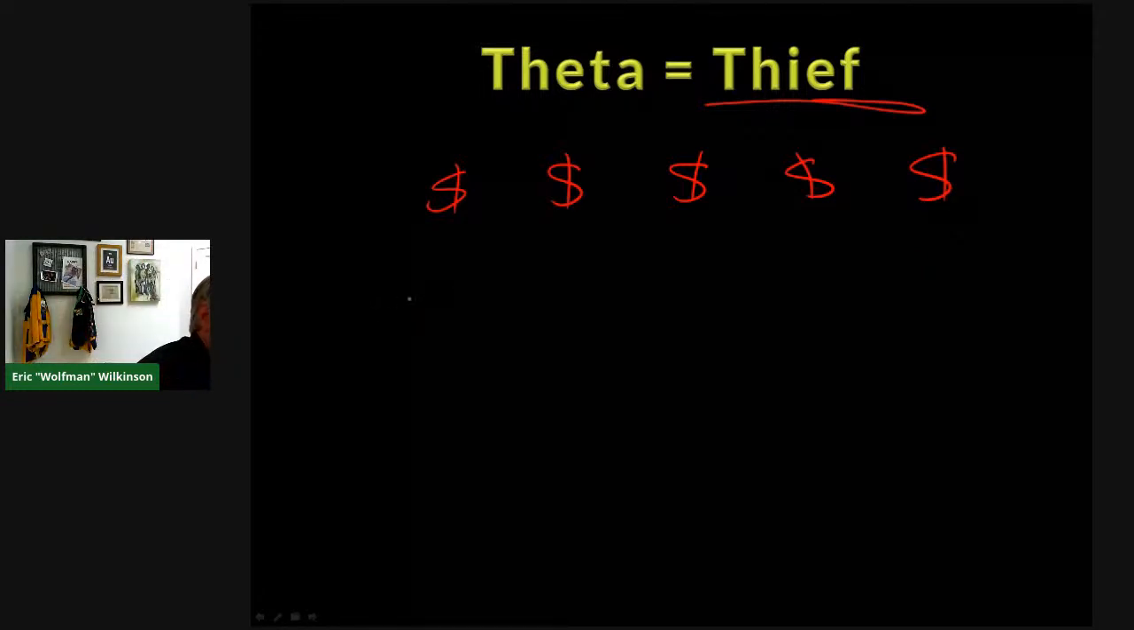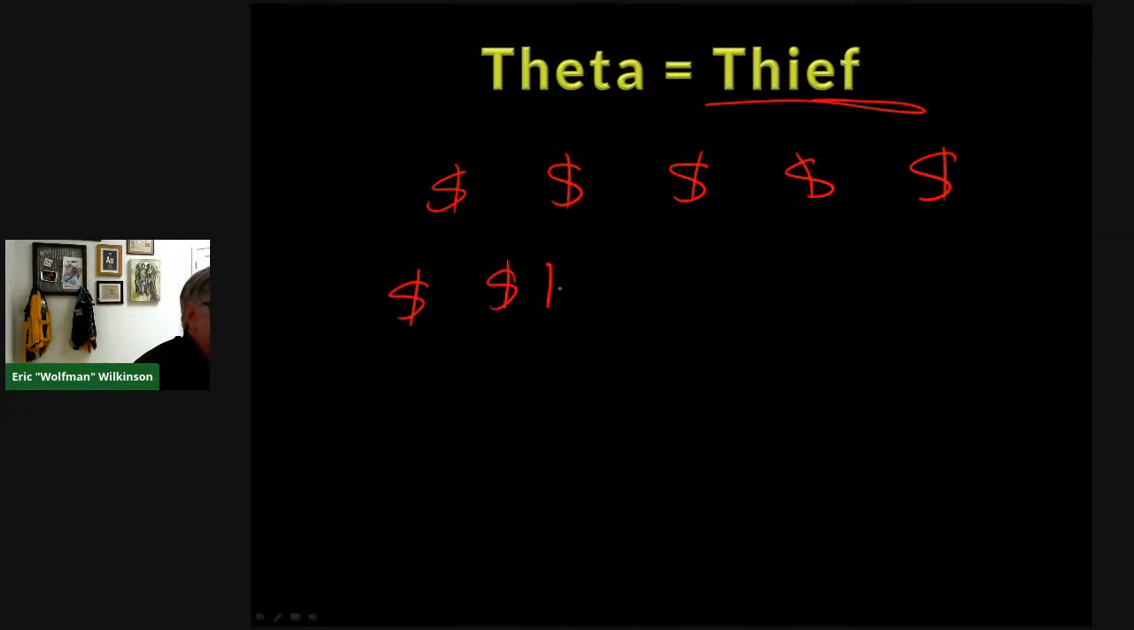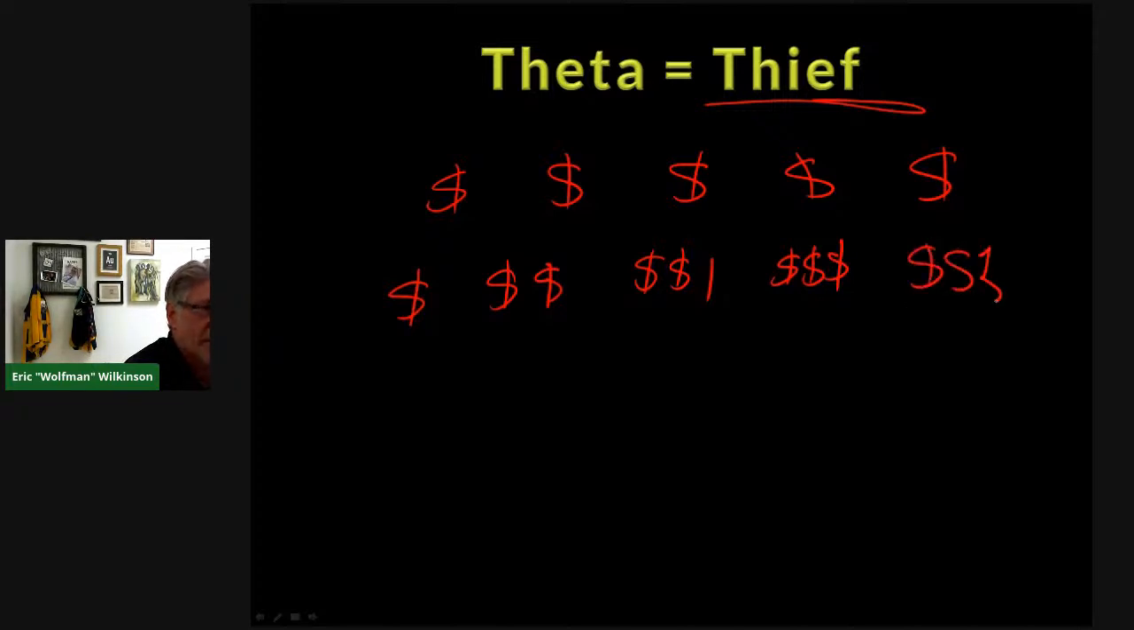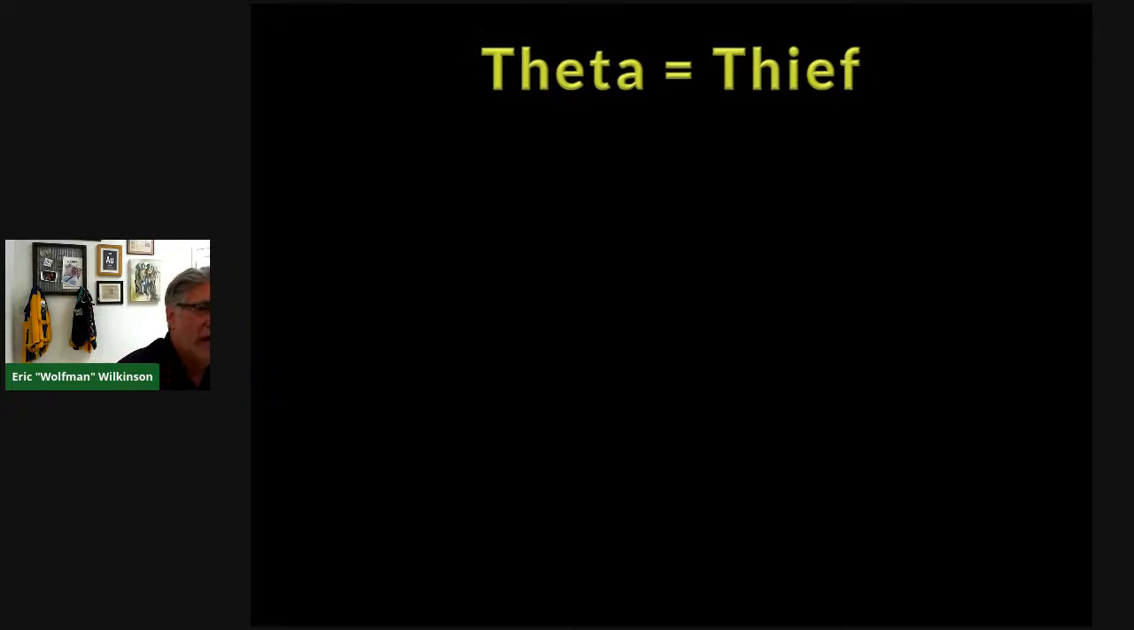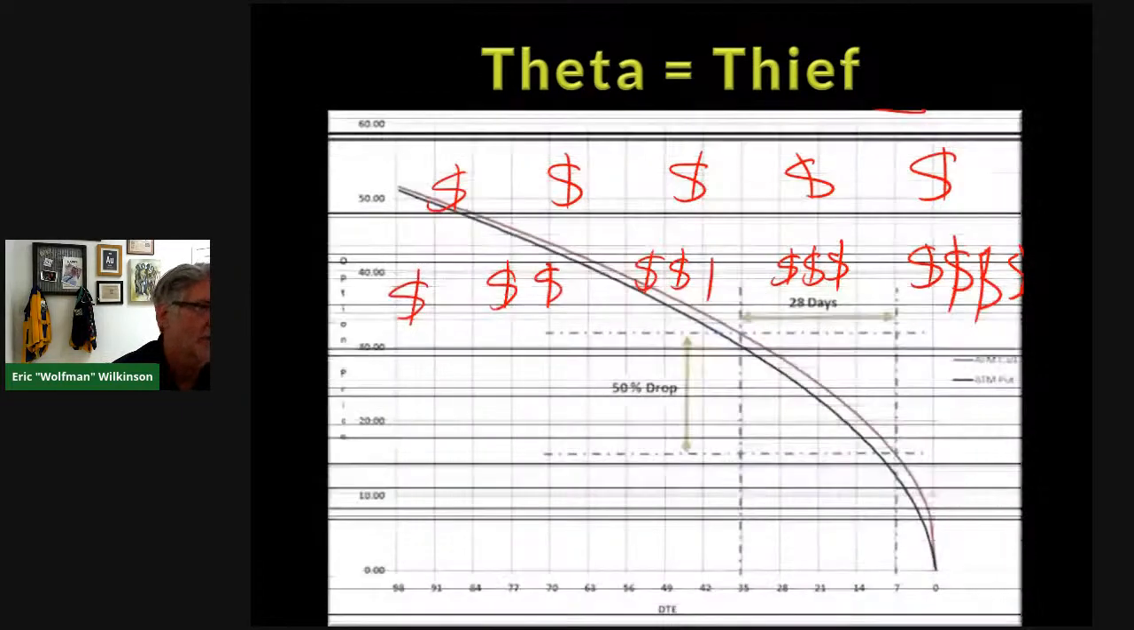No, what happens is, way out in time, he's not as aggressive, but the closer and closer you get, maybe he takes $1.50 or something, right? The next day he takes $1 or $2.50. Next day it's $3, right? Next day it's $4. All right. So it starts increasing the closer and closer we get to expiration. So that thief becomes a lot more aggressive when we're selling those options.